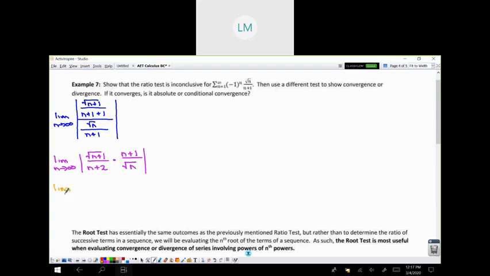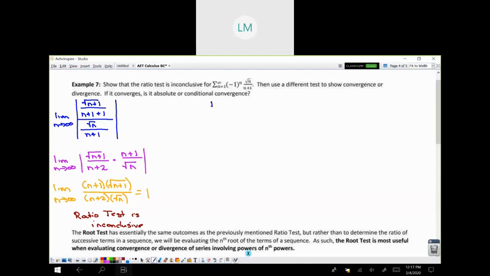So, combining our terms, we have n plus 1 times the square root of n plus 1 over n plus 2 times the square root of n. Well, I can see that that does not go to 0. So the limit goes to 1. So the ratio test is inconclusive. So we need to try another test.